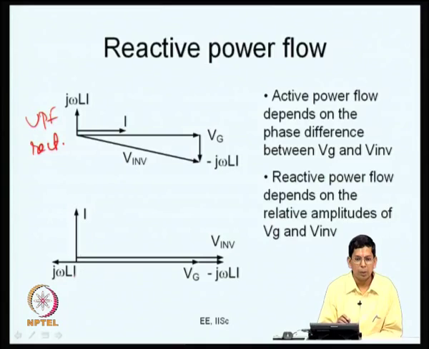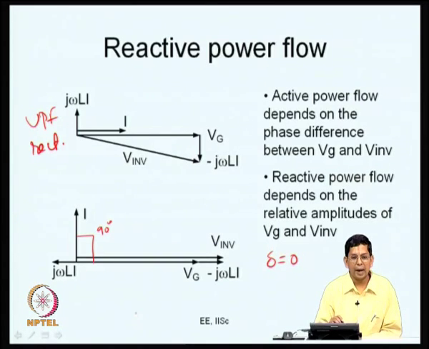Now, you want to pump reactive current into the mains. So, what you do is you want your current to be leading the grid voltage by 90 degrees. The corresponding j omega L is as indicated here and minus j omega L is as indicated here, and you have your V inverter and Vg of the same phase, but V inverter is greater than Vg. So, there is no phase difference, that is delta is 0, and the active power flow is 0 here.